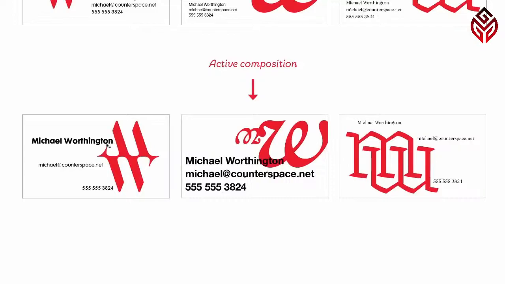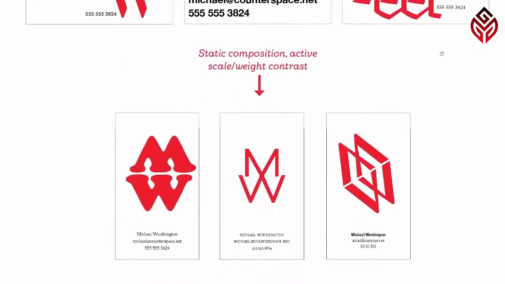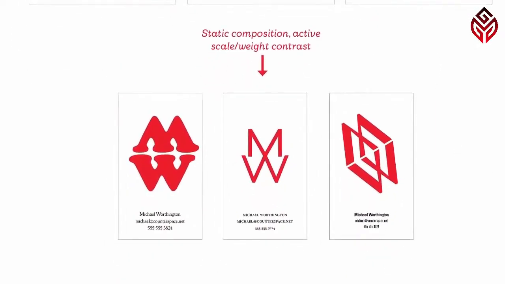You could also think really carefully about how your type interacts with the logo type. Here you can see it's breaking the negative space of the monogram. Here it's overlapping, and here it's sitting quite respectfully around it. Or for a business card, you might want to have more of a static composition, but still have some scale, weight and some contrast between your monogram and the typography underneath. So here you can see they're all centered. There's a lot of even white space around them, and there's a clear hierarchy between the monogram and the secondary typography.